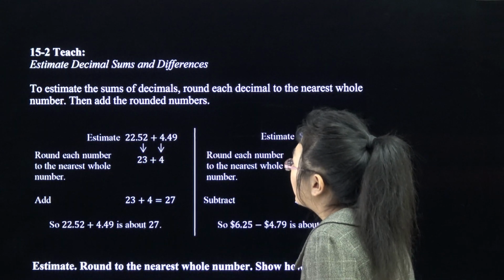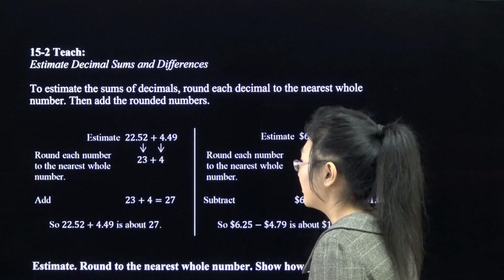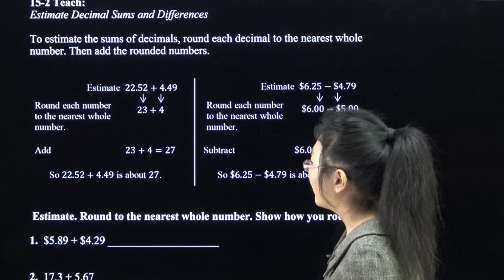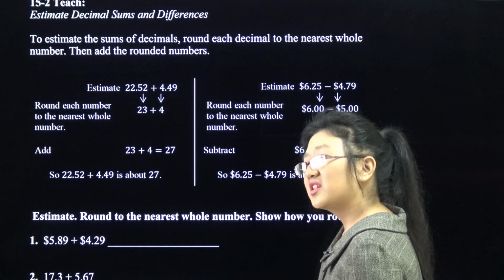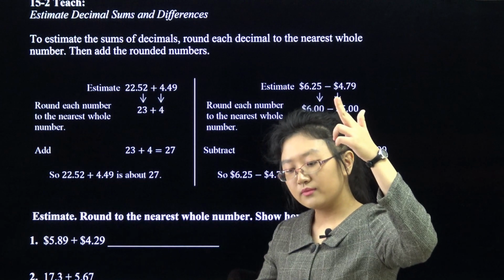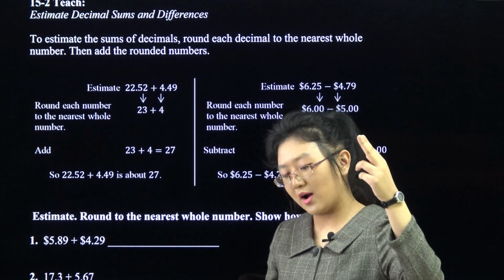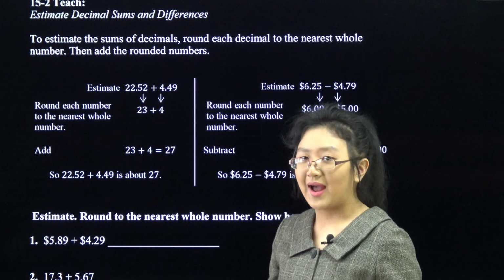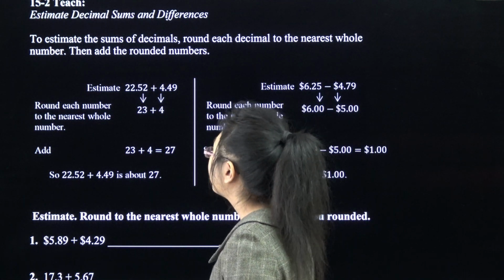Decimal sums and differences. To estimate the sums of decimals, round each decimal to the nearest whole number, then add the rounded numbers. You could do that, although it's not the best way that I've ever thought of, but it's good for really, really quick calculations, like you're just looking at your receipt that you got at the mall or the store and you're like, hey, did something add up wrong? And then you just do an estimation and you find that it's a little too far off. It's good for quickness, but it's not that good for accuracy.